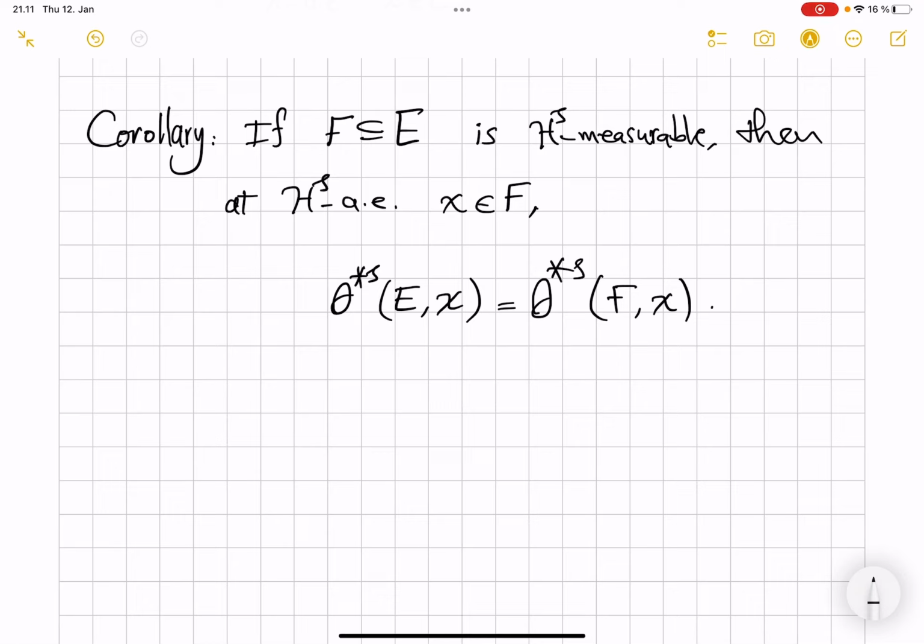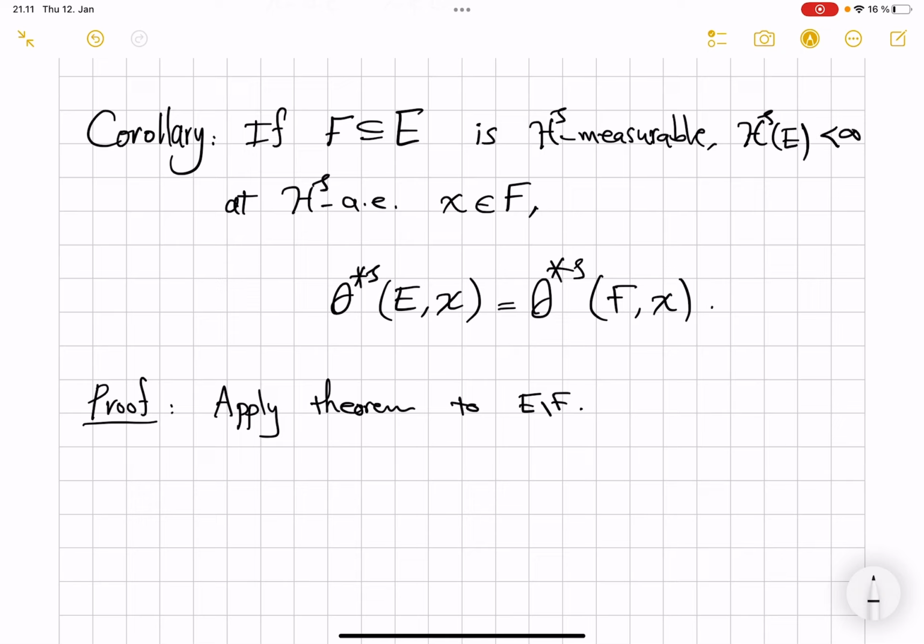But the proof of this is just applying the theorem from above to the set E minus F. I'm also carrying over the assumption that the HS measures here are finite, because that was necessary in that theorem to begin with. And that's basically the end of the proof, because it's a matter of just set theory.